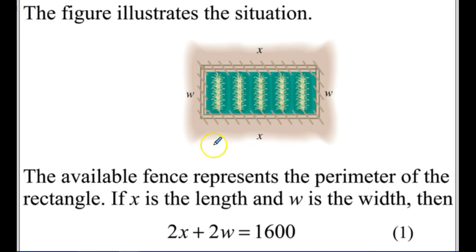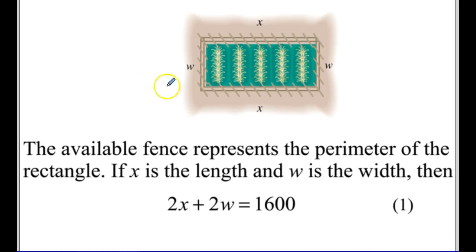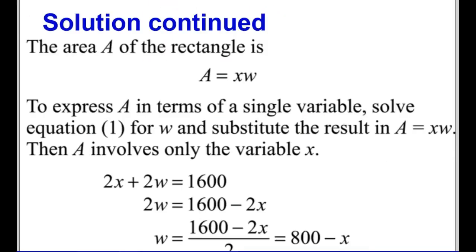We always want to start by drawing our picture, and see that I've got the widths and the lengths. So I know that to find the perimeter, which is what the fence is, I have 2x plus 2w equals 1,600. That's just how I find the perimeter of a rectangle, right? I add up all the sides together. Then I know that I'm trying to find the biggest area, so my area formula is my length times width, or in my previous drawing, x times w. I want to get this all into one variable so I can simplify and solve for that.